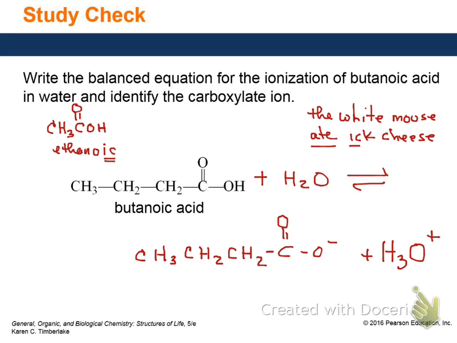Then the conjugate base ends in ate. So ethanoic acid, when it does this reaction with water, forms this ion. And ic becomes ate, so this becomes ethanoate. That was the naming trick for acid anion names to acid names. And ate goes to ic and ite goes to ous.